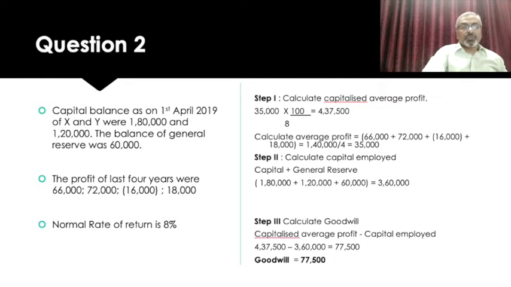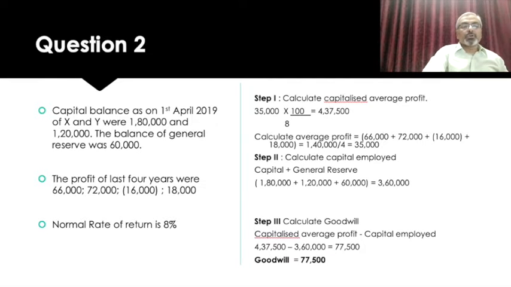See very carefully over here, we are not given the value of assets and liabilities, so we have to take the sum total of the capital invested by both the partners X and Y and the total of general reserve to calculate the capital employed. Moreover, in this question, the average profit is also not given, so we have to calculate the average profit. Please see very carefully, we have done that first step, that is calculation of capitalized value of average profit.